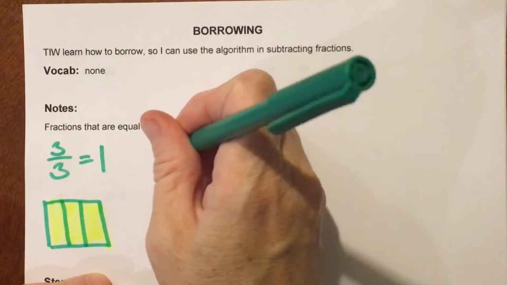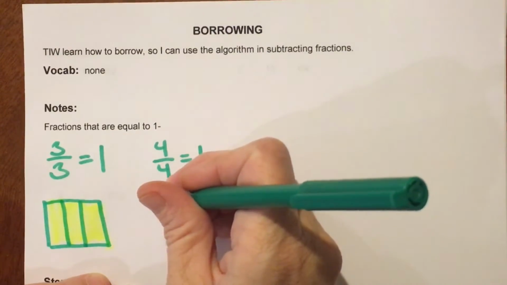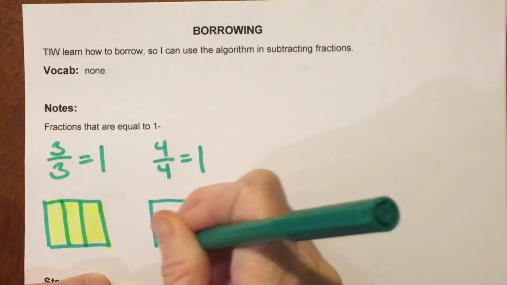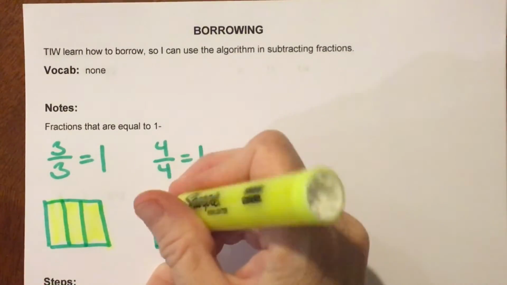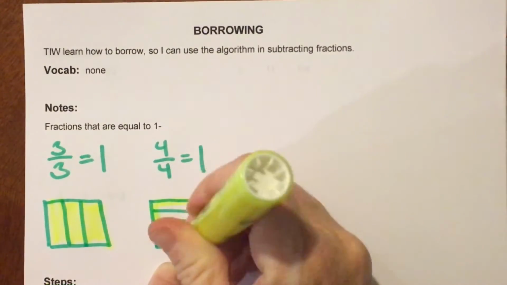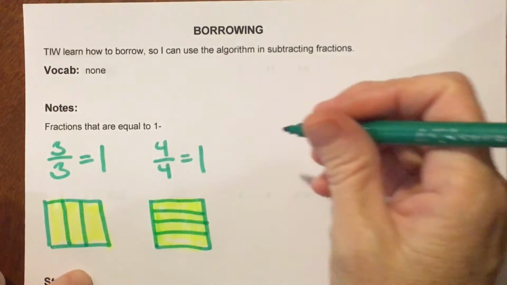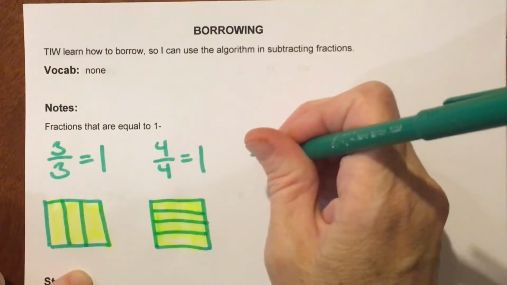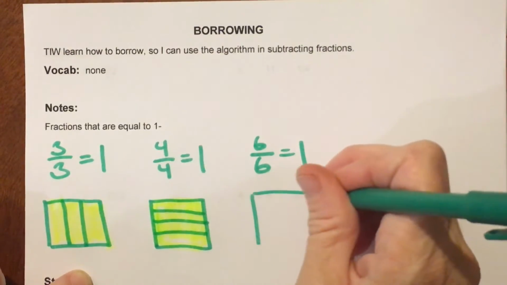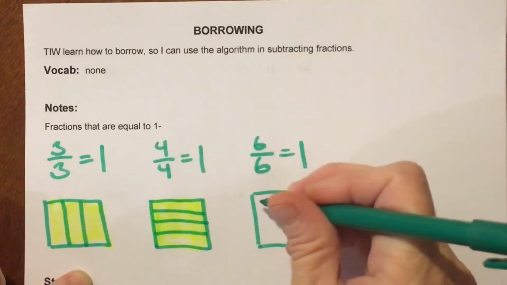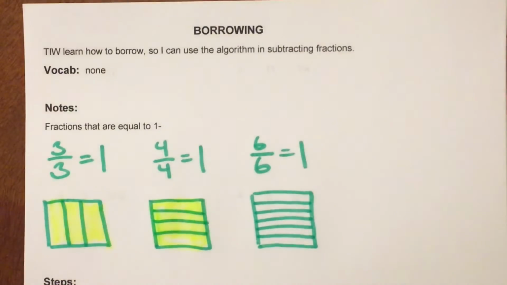Another one is 4/4. That's also equal to 1 because the denominator tells me it was cut into 4 pieces, and the numerator says I have all 4 pieces, which means I have the whole thing. Okay, let's try another one. What if it said 6/6? That's also equal to 1 whole because the whole was cut into 6 pieces, and the numerator means I have all 6.